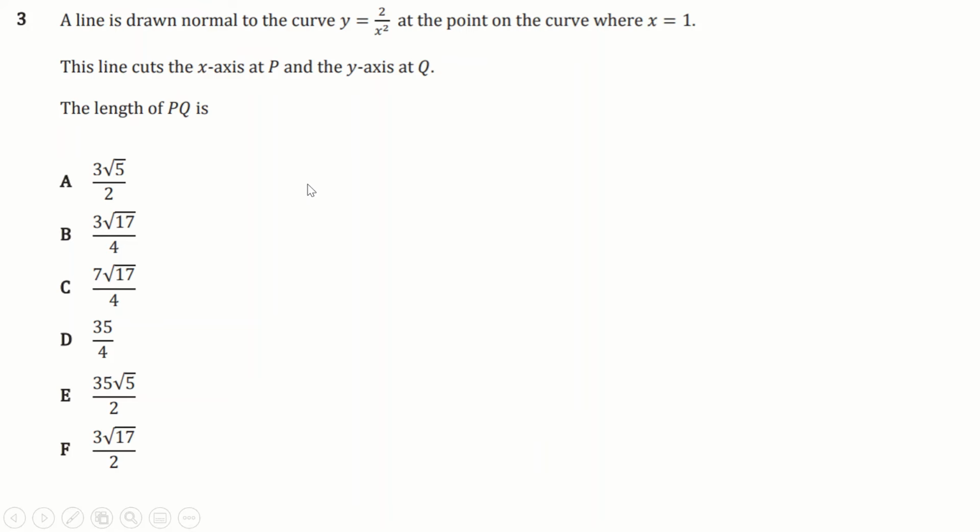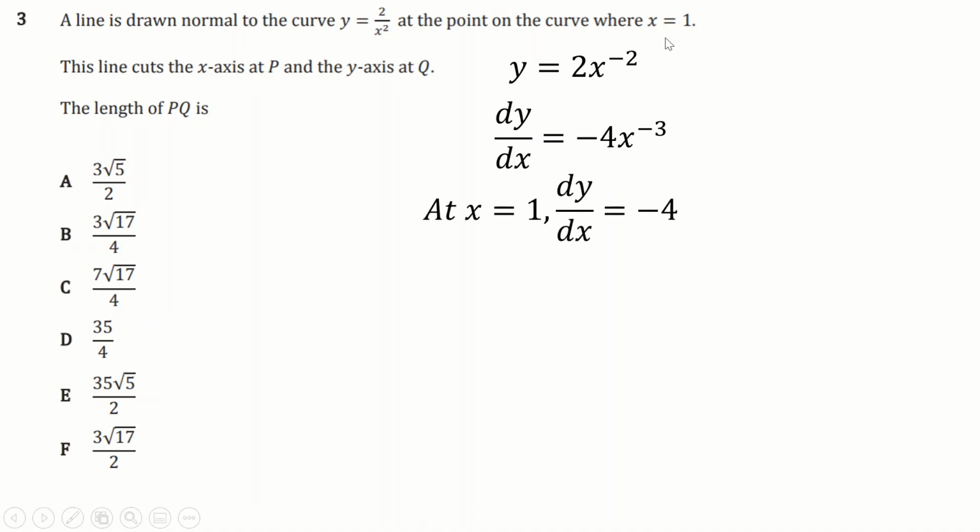Good. Next one. So it's talking about a normal, so I know I'm going to have to differentiate this. To differentiate this, I'm going to need the power, not the divide by. So I'm going to flip it to be this, differentiate to be this, times by it, and then minus the power by 1. And now we're looking at x as 1. So at x is 1, dy by dx, well, 1 to the power anything is just 1, so dy by dx is minus 4.